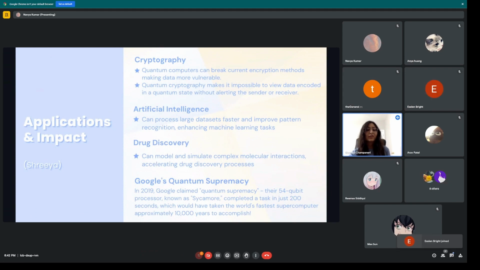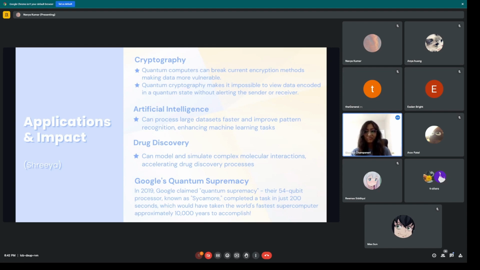Now, why is all of this so important? Where is it being used, and how is it impacting our world today? So, quantum computers have the potential to break traditional encryption methods, which could make our data more vulnerable to hackers. However, quantum computers can also be the heroes here. Quantum cryptography makes it impossible to view data encoded in a quantum state without alerting the sender or receiver.